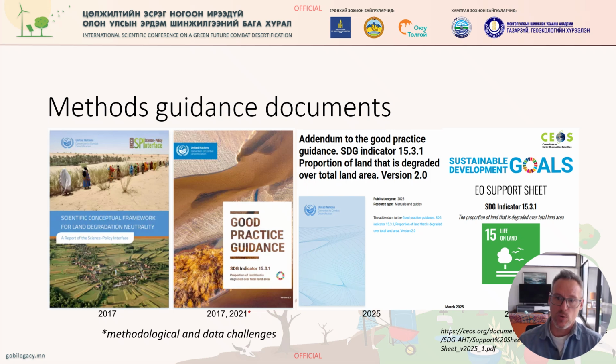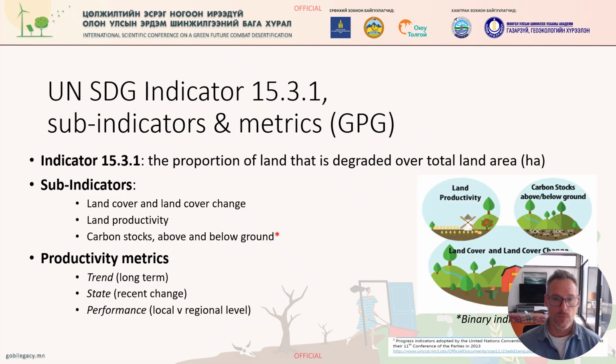One of the best resources is on the right hand side there. It's a product I helped put together for the Committee on Earth Observation Satellites, and it really summarizes the indicator, a bit about LDN, and also points to some challenges and data gaps, including some of the things that I'm going to talk to you about today. And there's a link there for you to have a look at later on.